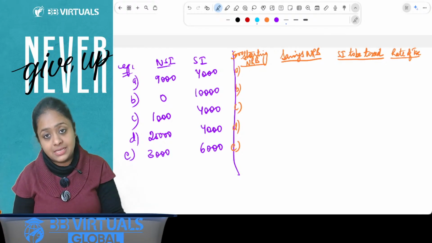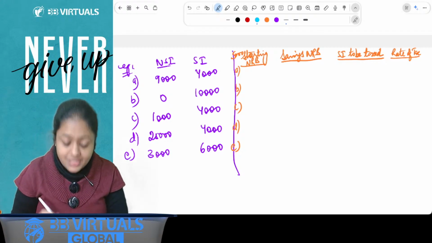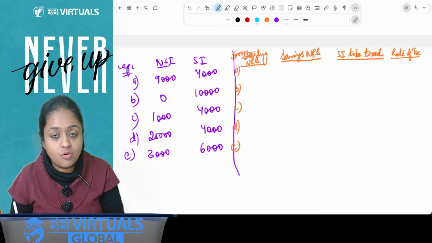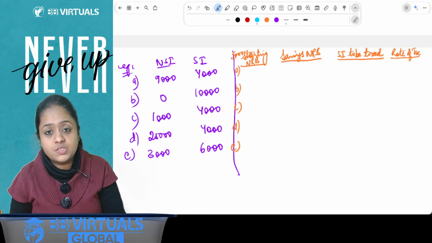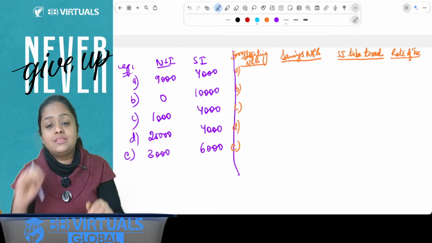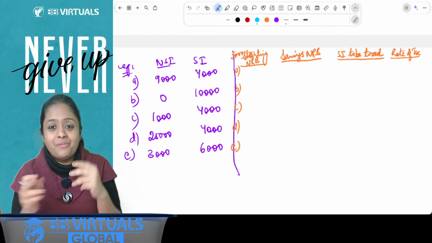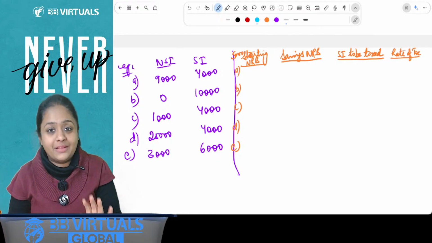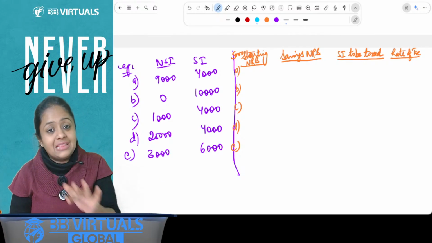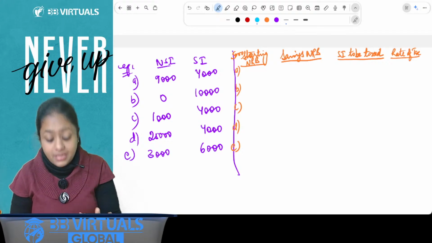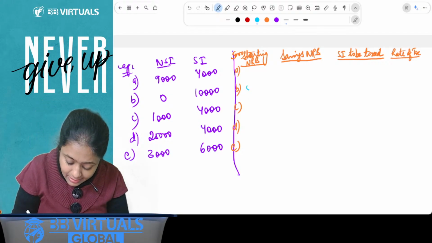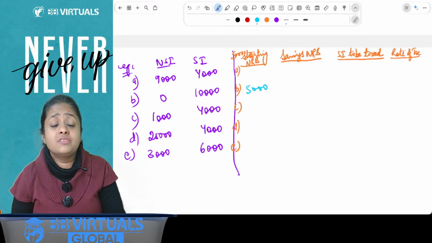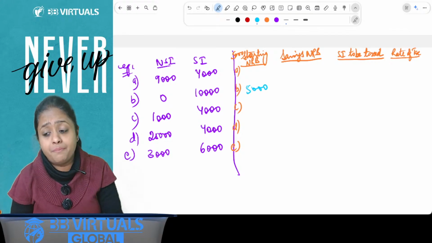The second one I will take. What is the non-savings income? 0. Has it crossed 5,000? No. How much does it need till the 5,000 level? 5,000 only. My non-savings income is 0, I need 5,000 to make it equal to 5,000. Correct. So this 5,000 will be entirely available as starting nil rate band for savings. Entire 5,000 will be my 5,000 starting nil rate band.